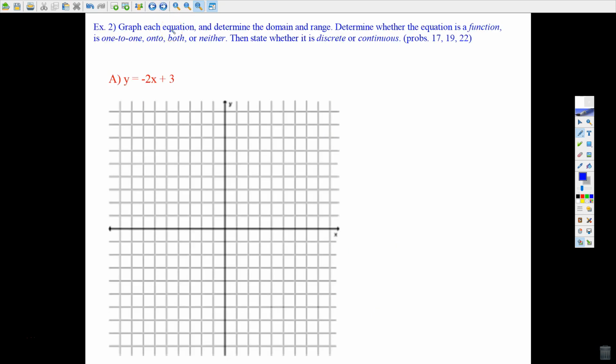All right, so let's take a look at some examples on 17, 19, and 22. We're going to graph each equation and determine the domain and range. All right, so let's just go ahead and work on that part first. This is just a linear equation. We're familiar with how to graph these, of course. We start with 3 as a y-intercept and then count a slope of negative 2.